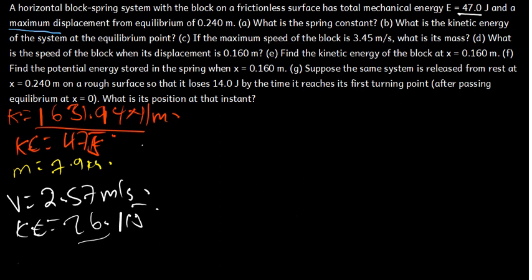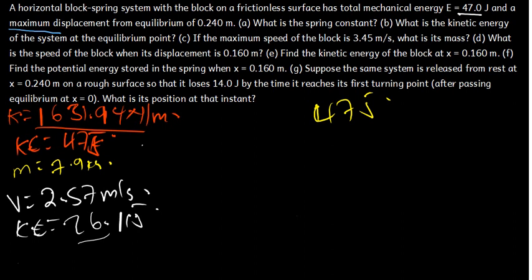meters on a rough surface, so that it loses 14.0 joules by the time it reaches its first turning point. After passing equilibrium at x is equal to 0, what is its position at that instant? So just before it reaches the equilibrium, what was the position? What is the x value? Now, we need to understand that the total mechanical energy was 47 joules.